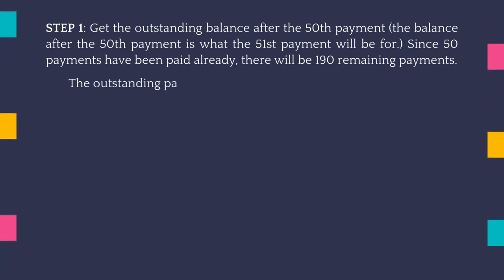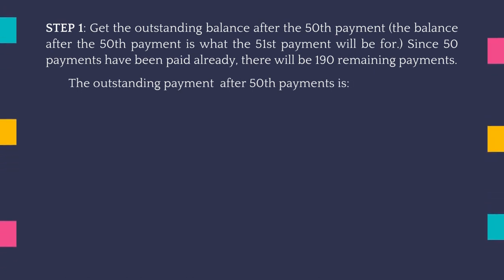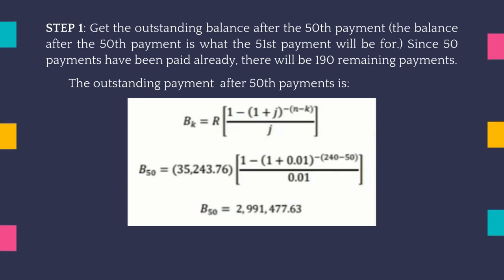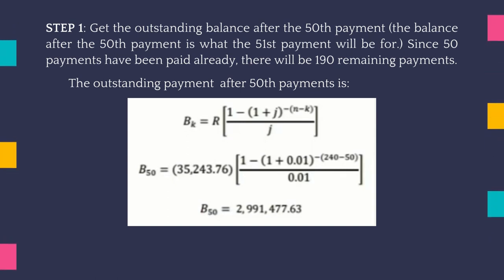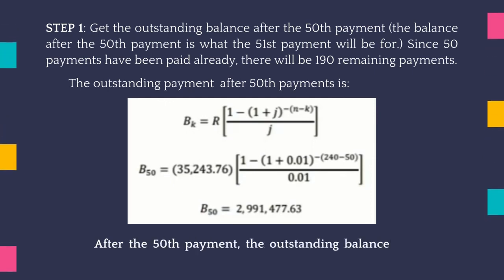So to find the principal and interest components of the 51st payment, first we need to find the outstanding balance after the 50th payment using the formula B sub k is equal to R times (1 minus (1 plus J) raised to the power of negative (N minus K)) over J. And then substitute. So B sub 50 is equal to 35,243.76 times (1 minus (1 plus 0.01) raised to the power of negative (240 minus 50)) over 0.01. And so therefore B sub 50 is equal to 2,991,477.63, and that is our outstanding balance after the 50th payment.